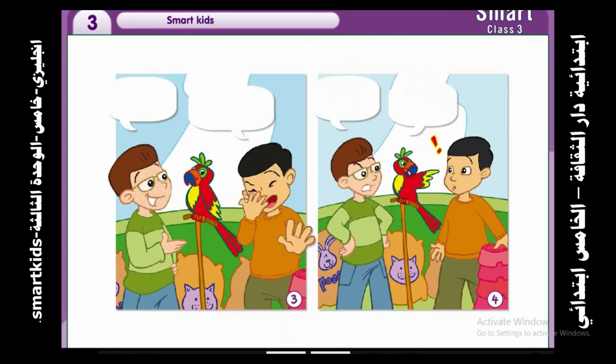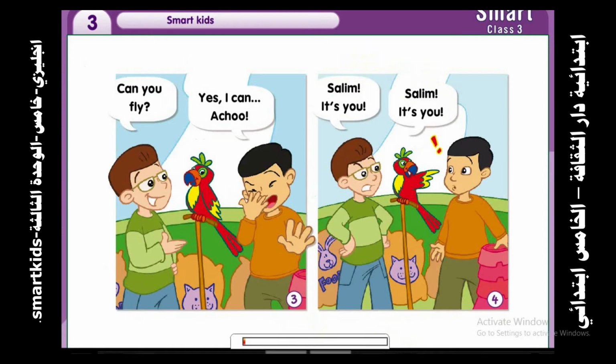Go to picture number 3 and 4. Can you fly? Yes, I can. Salim, it's you.